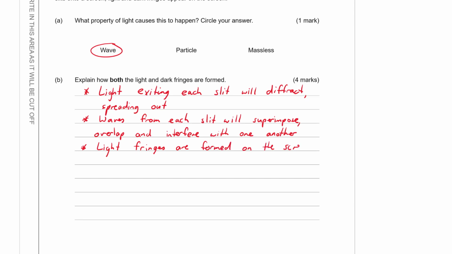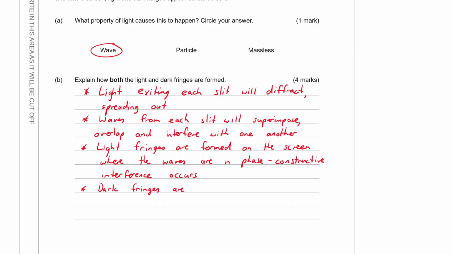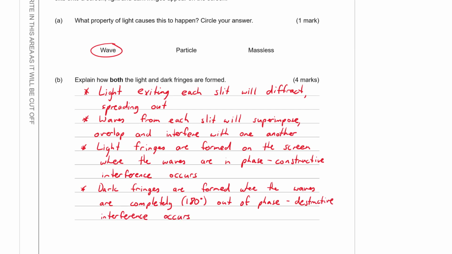So I'm saying the light fringes are formed on the screen where the waves are in phase and you have constructive interference. You could also say the path difference between each wave is an integer number of wavelengths. And then I would specify that dark fringes are formed when the waves are completely, or 180 degrees, out of phase, and that's where you have destructive interference. You could also talk about that in terms of the path difference being an integer plus a half number of wavelengths, so that you have two waves that are completely out of phase, and then you'd have destructive interference.